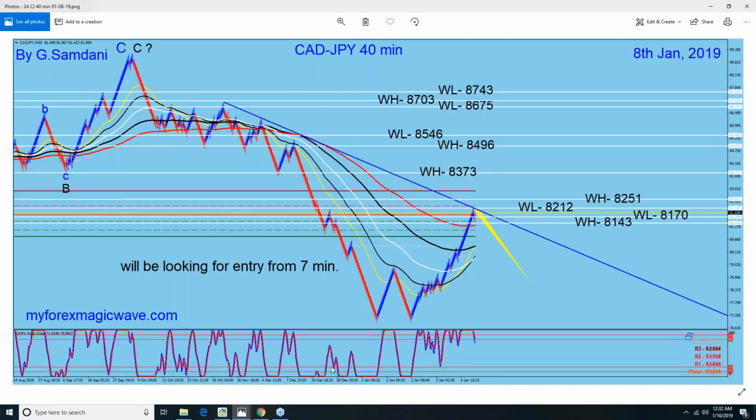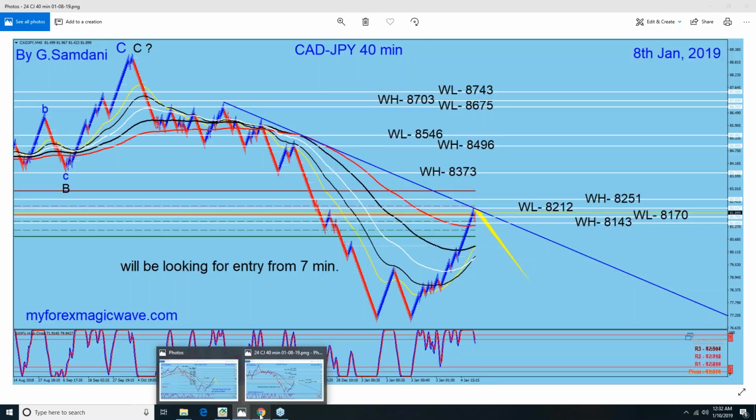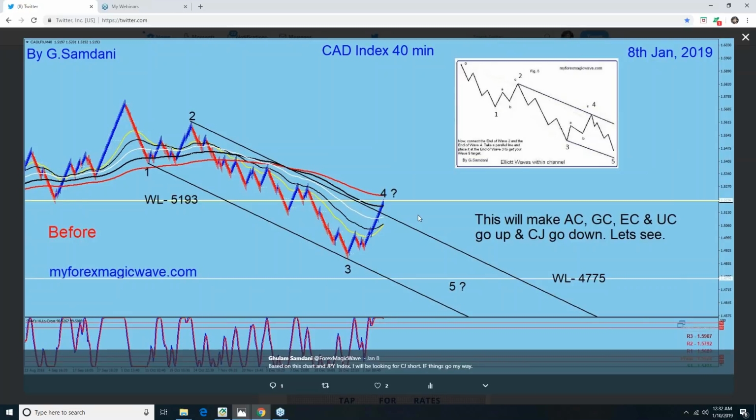CAD yen. As I said on that chart, where does that chart go? Let me enlarge it again and keep it. See here, it says that AC, GC, EC. I mean Aussie CAD, Pound CAD, Euro CAD, USD CAD will go up, and CJ means CAD yen will go down. I have Euro CAD on the other computer running, other account, which I will show you in the next video probably. But here I'm going to show you CJ.